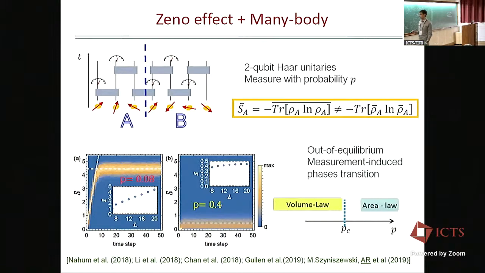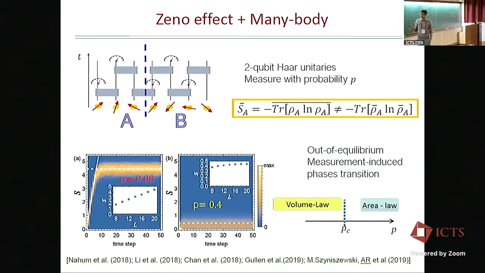That's kind of expected. What was surprising is that the passage between the two is actually a genuine phase transition. What does it mean? It means that the system remains in a volume law for certain low values of probability. It's area law when the probability is higher, but there is a unique critical point at which the scaling goes logarithmically. So you go from linear to logarithmic to constant.